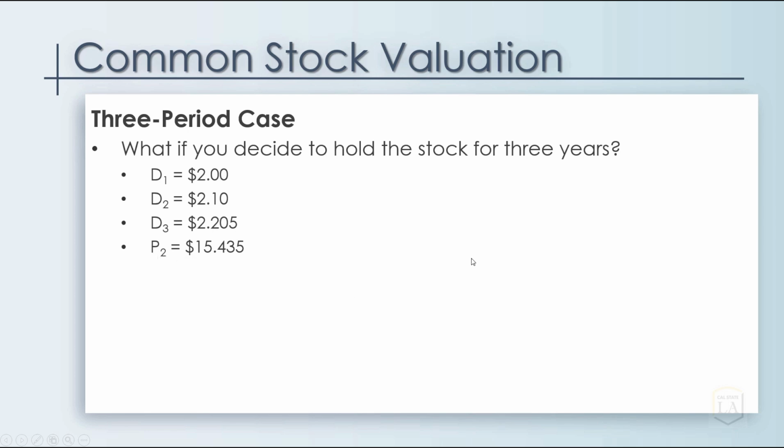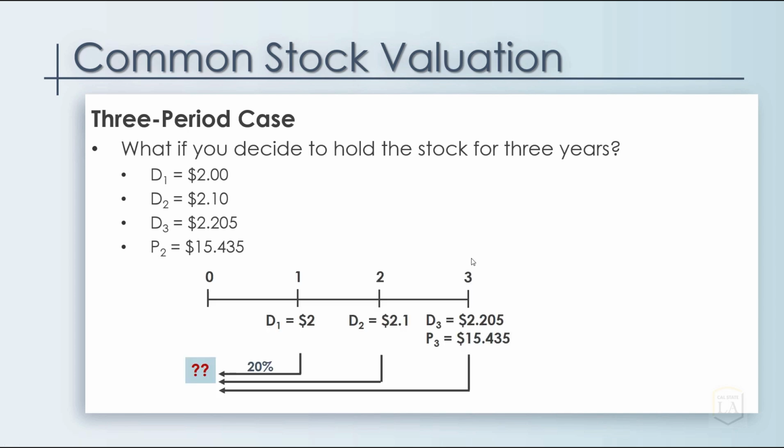Okay, so if you just draw this time horizon, you will see that in the first year, you will be collecting $2. In the second year, you'll be collecting 2.1. And then in the third year, your dividend collection will be 2.205. And then also when you're selling it, the price that you will be receiving is going to be 15.435.